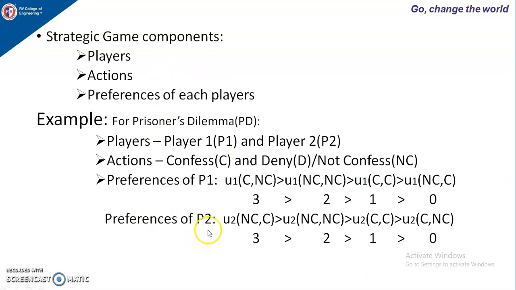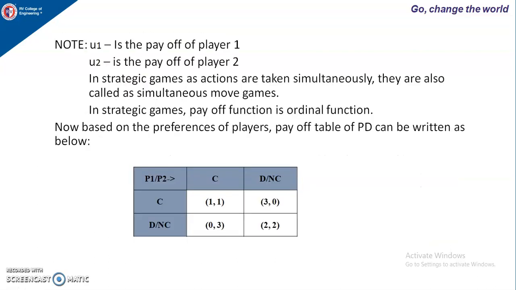The preferences of player 2 will be player 1 does not confess and player 2 confesses, over both of them not confessing, over both of them confessing, over player 1 confessing and player 2 not confessing. Here U1 is the payoff of player 1 and U2 is the payoff of player 2. In strategic games, the actions are taken simultaneously. They are also called simultaneous move games.